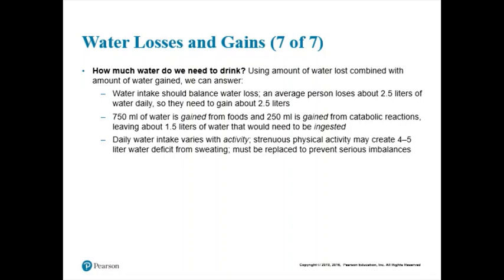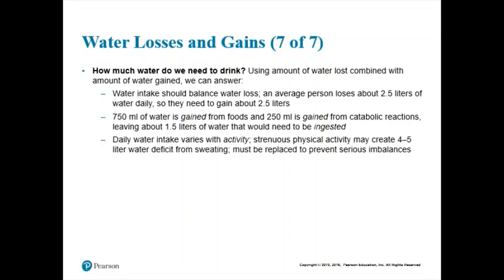So to balance that out, you're going to need to form or get 2.5 liters of water. No, you don't have to drink 2.5 liters. Why? Because you remember, you're going to make some in your catabolic reactions. But you'll also get some from the food you eat. And then the rest is what you're going to have to drink in. And this is going to vary from person to person.